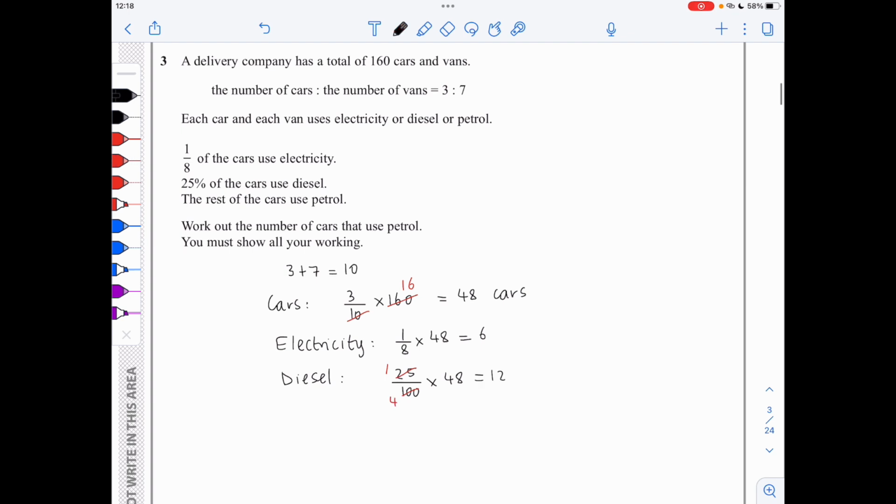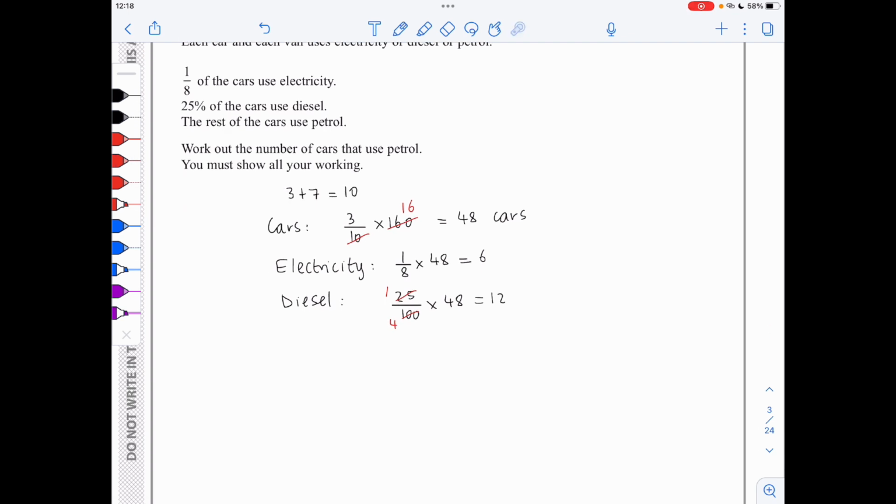So we've got a total of 6 and 12. We've got 18 cars that use electricity or diesel. We're looking for the number of cars that use petrol. So we will be doing 48 minus (6 plus 12), which is 48 minus 18, which gives an answer of 30 cars that use petrol.